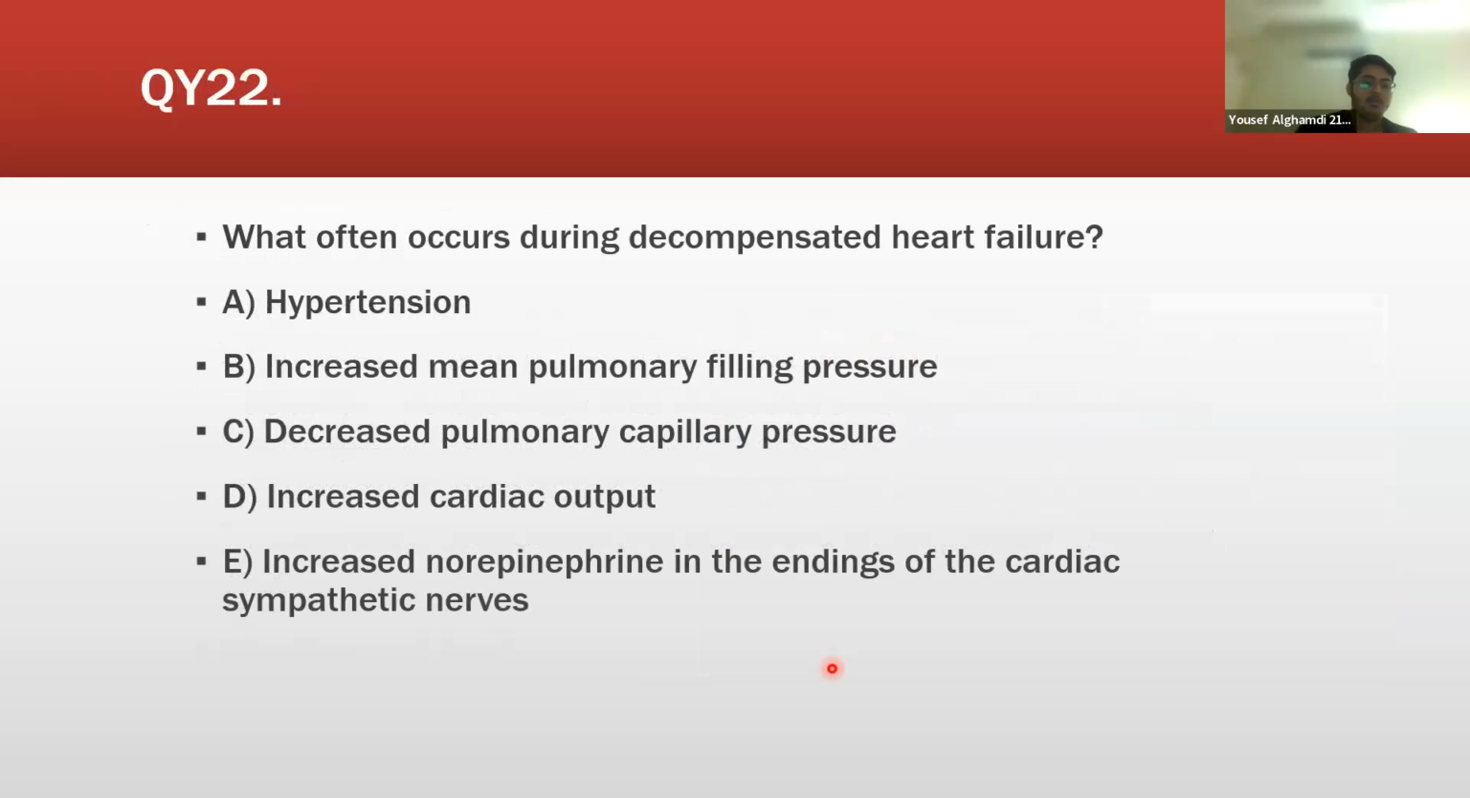Okay. What often occurs during decompensated heart failure? So I'll make this easier for you. Let's say left heart failure. If A said pulmonary hypertension, then it would be right.